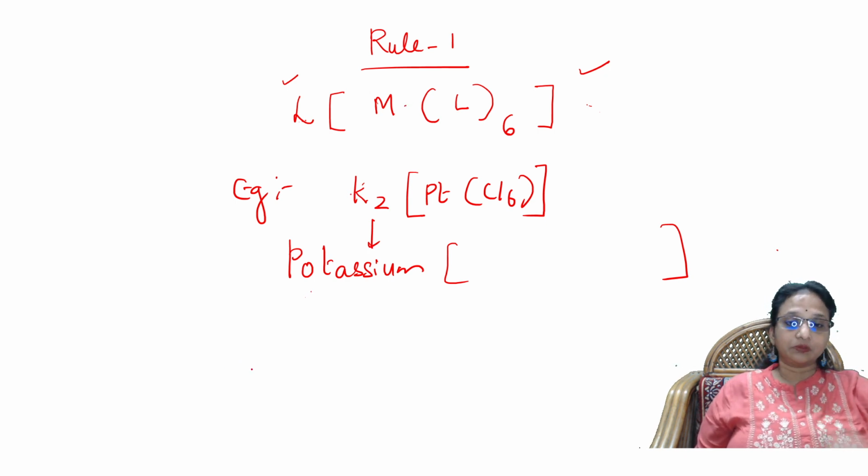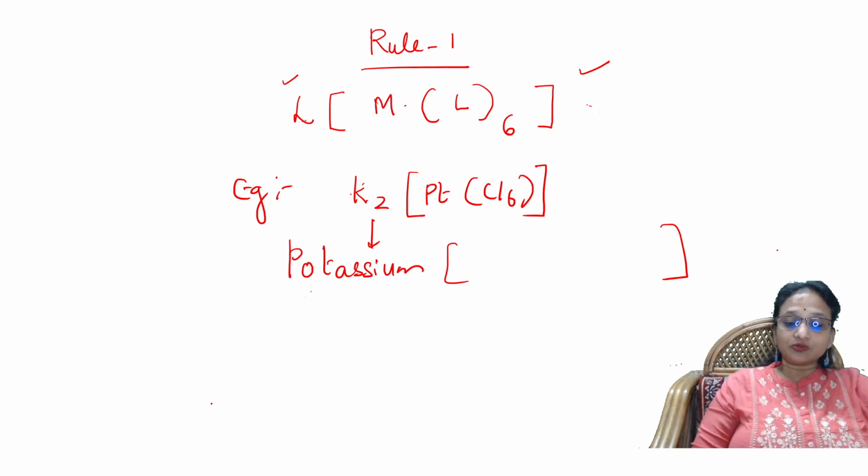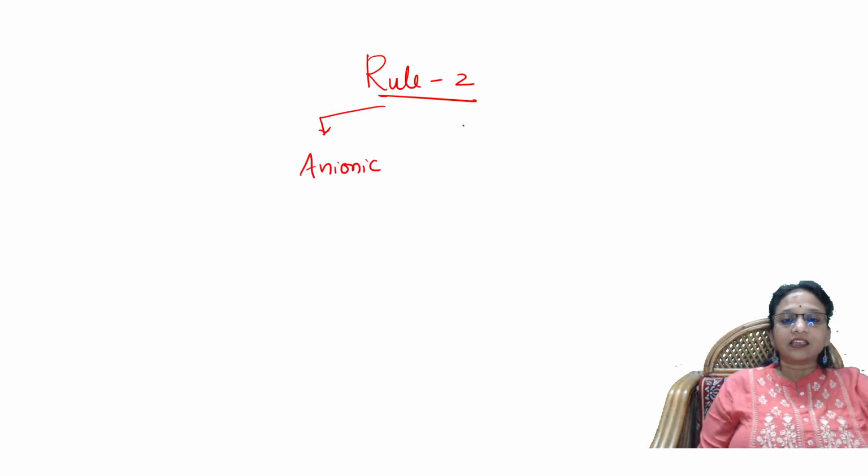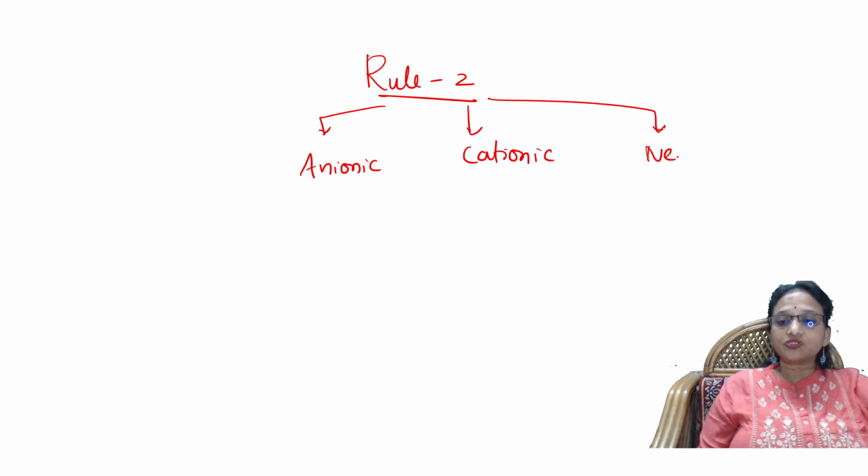Yes, students, remember that. The next important rule which we are going to learn, be careful. Rule number 2 is that you have 3 types of ligands. One is anionic ligand, cationic ligand is the second type, and the third type is neutral ligand. Correct, students? You have 3 types: anionic ligand, cationic ligand, and neutral ligands.